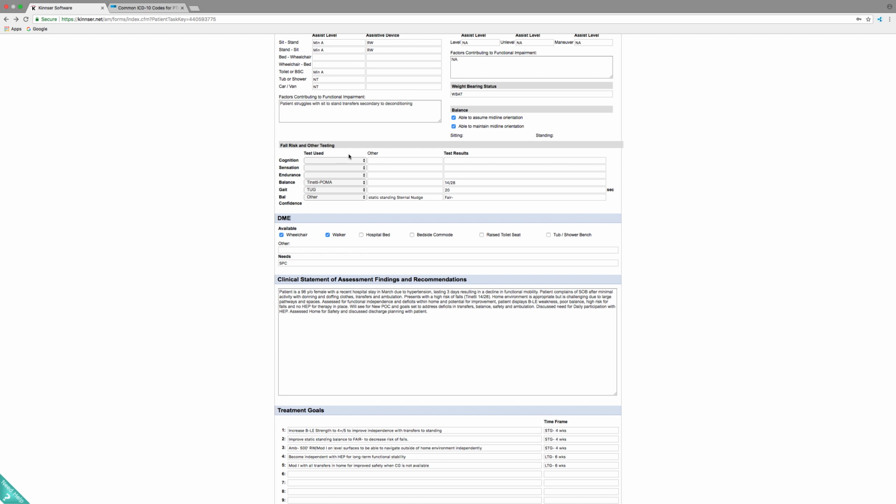Getting into the actual special tests, this is a section that's become more and more under scrutiny. This is a perfect section for us to be able to display why we as therapists are needed out there.